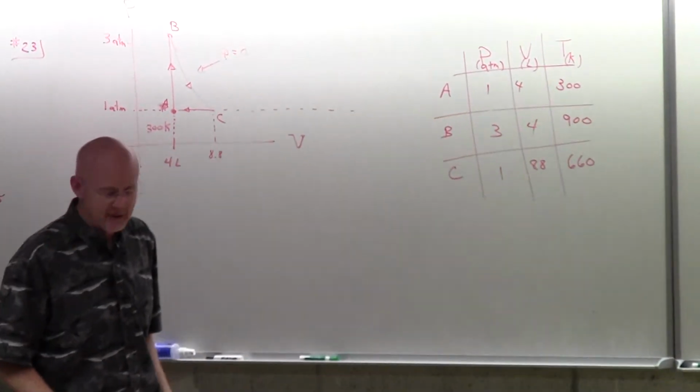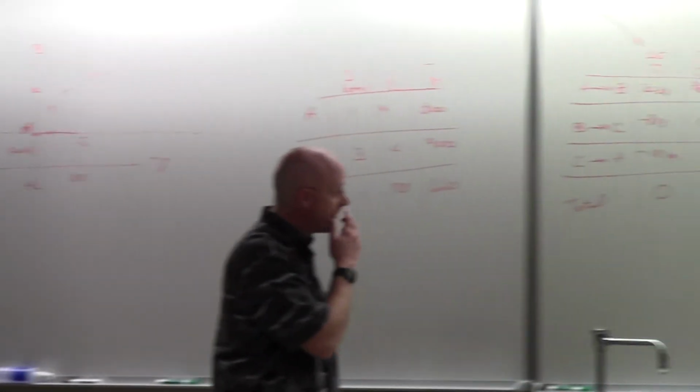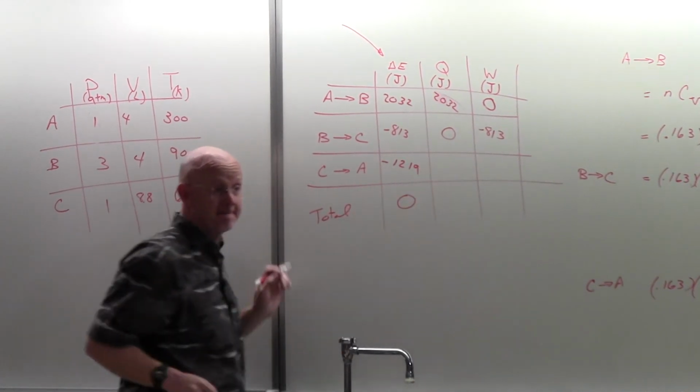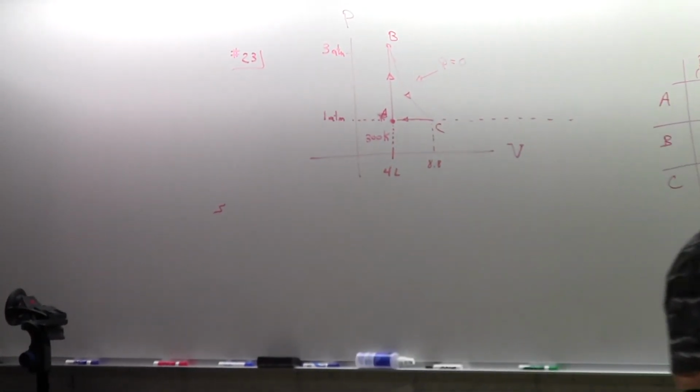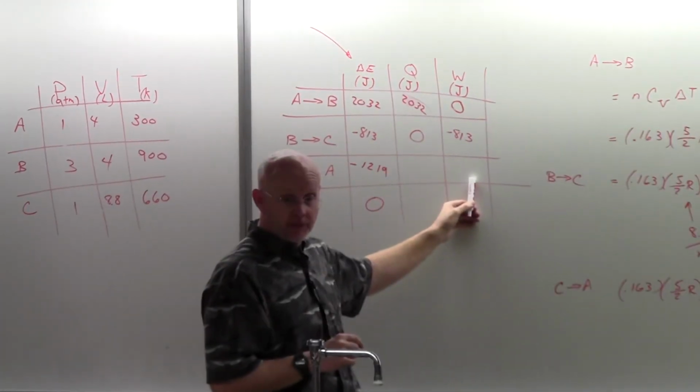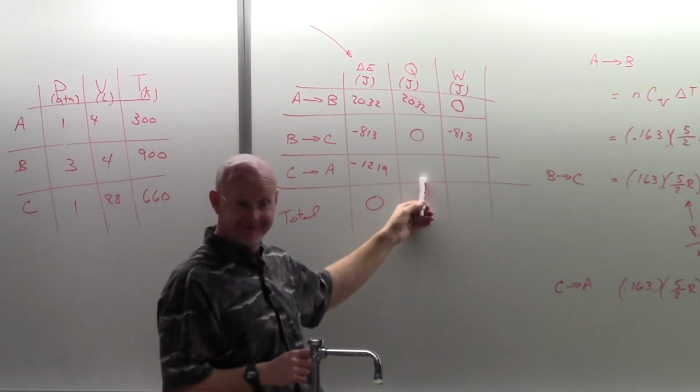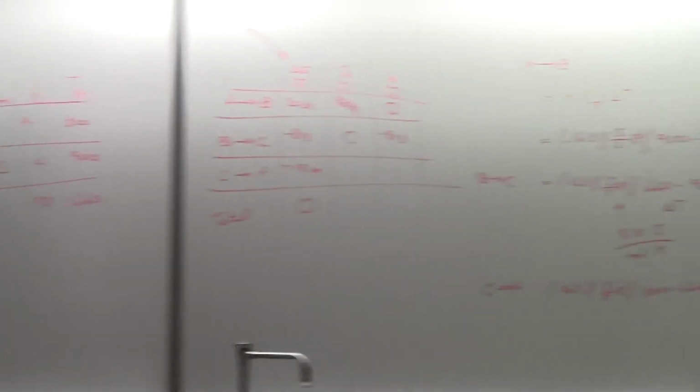All right. How about the C to A? The work here I could calculate. But I could also do the Q. Because isn't the Q a constant pressure?